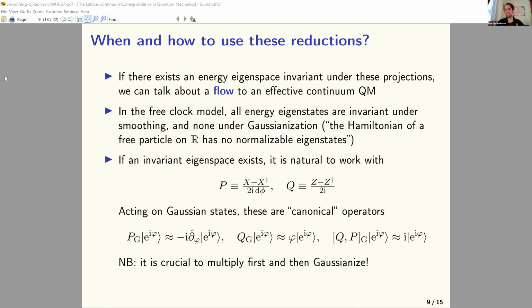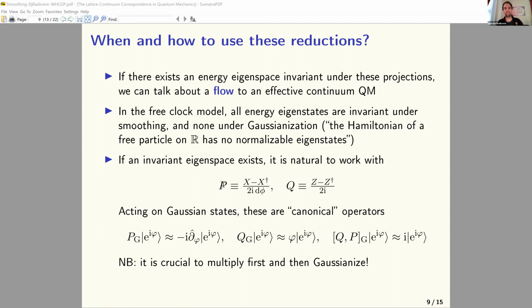If I started with a different lattice model, like something with a potential, then I would have gotten a theory with a bunch of low energy eigenstates, which are also invariant under Gaussianization. And then I would have had a perfectly well-defined quantum mechanics on R. For instance, I can get the harmonic oscillator that way.